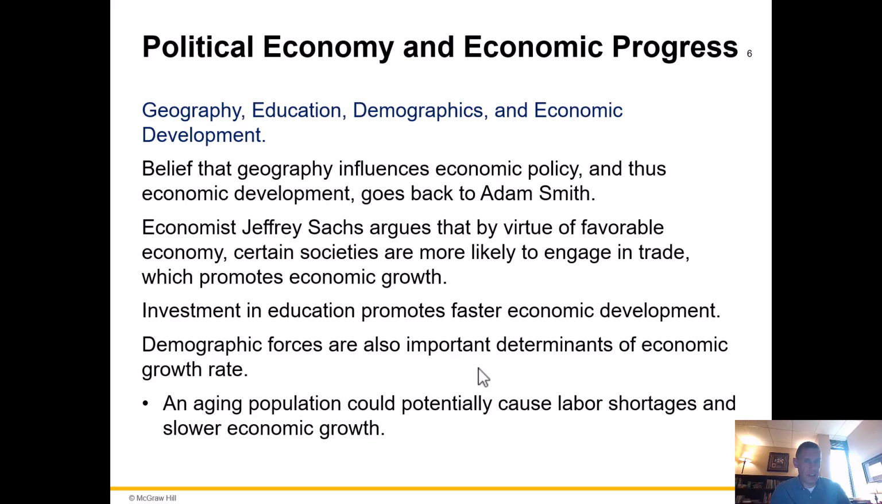With regard to geography, education, demographics, and economic development, the belief that geography influences economic policy and thus economic development goes all the way back to Adam Smith. The economist Jeffrey Sachs argues that by virtue of favorable geography, certain societies are more likely to engage in trade, which promotes economic growth. Investment in education promotes faster economic development, and demographic forces are also important determinants of economic growth rate. An aging population could potentially cause labor shortages and slower economic growth.